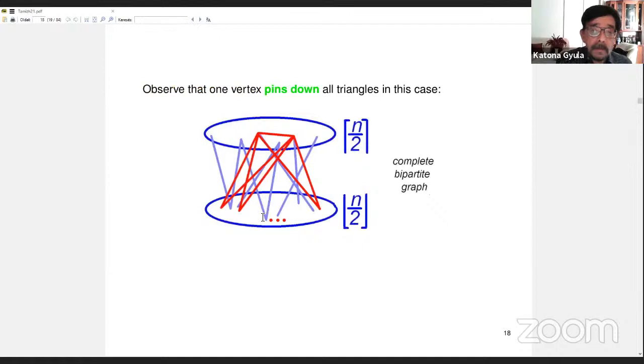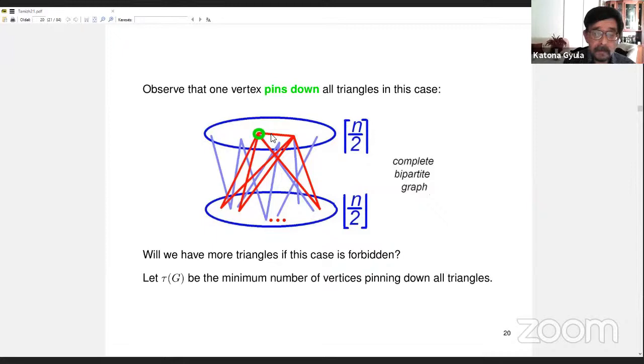So a small observation. If you consider this picture, we added now one edge to the optimal construction in Mantel's theorem, and we got many triangles. But the observation on this page is that all of these triangles contain this vertex. So I say that this vertex pins down all the triangles. And so the next question is: what happens if we forbid this? So we want to have the edges in such a way that the triangles cannot be pinned down by one vertex.